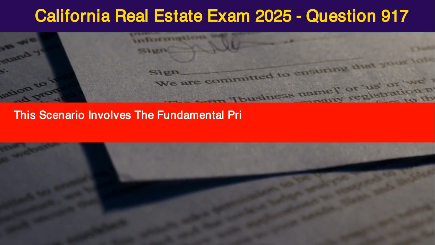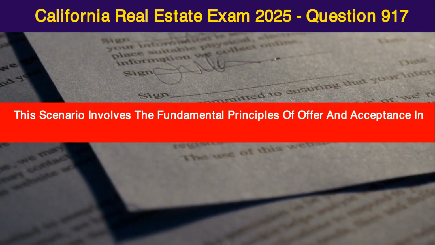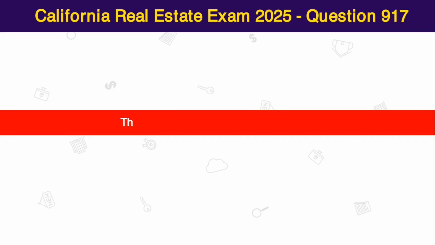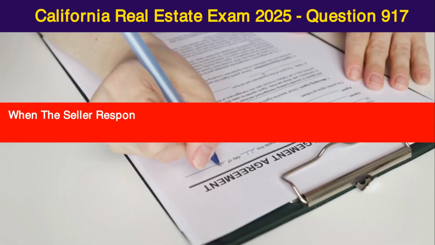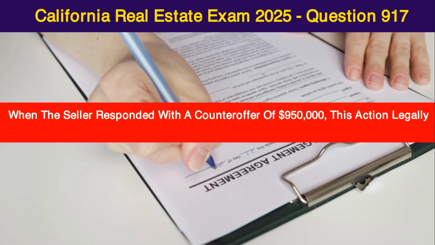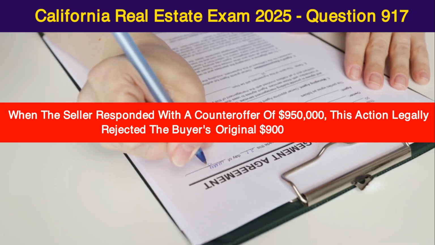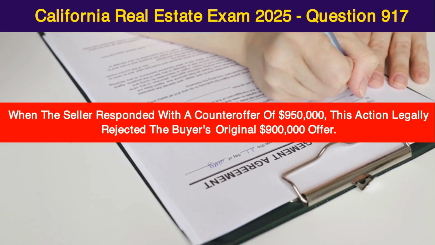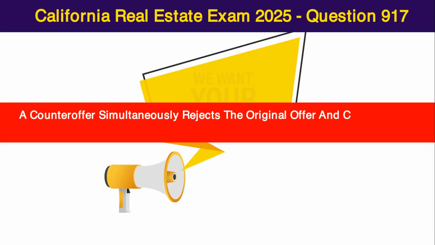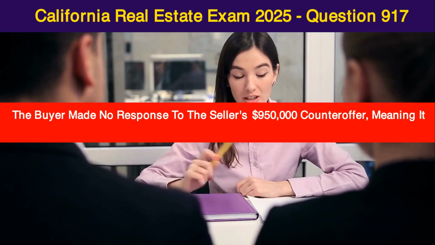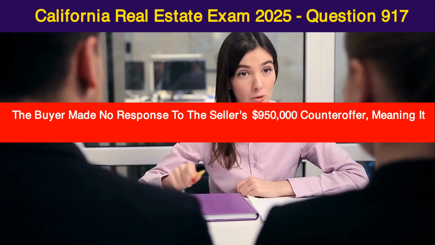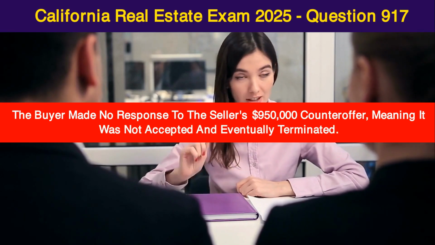This scenario involves the fundamental principles of offer and acceptance in contract law. The buyer made an offer of $900,000. When the seller responded with a counteroffer of $950,000, this action legally rejected the buyer's original $900,000 offer. A counteroffer simultaneously rejects the original offer and creates a new offer. The buyer made no response to the seller's $950,000 counteroffer, meaning it was not accepted and eventually terminated.